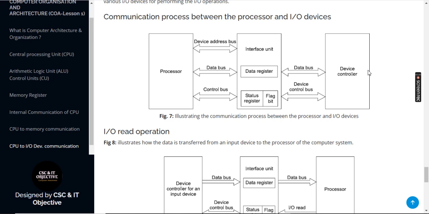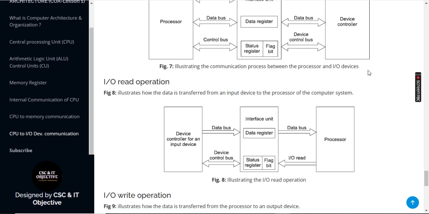Communication process between the processor and input-output devices. Figure 7 illustrates the communication process between the processor and device controller. Next is the input-output read operation. Figure 8 illustrates how the data is transferred from an input device to the processor of the computer system.